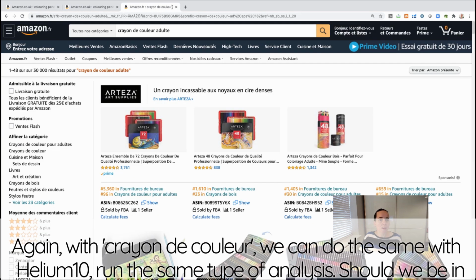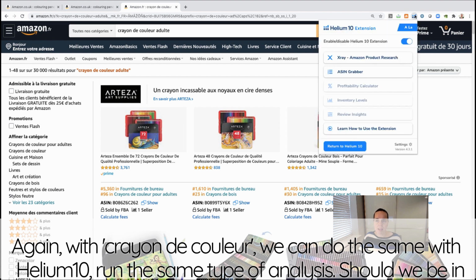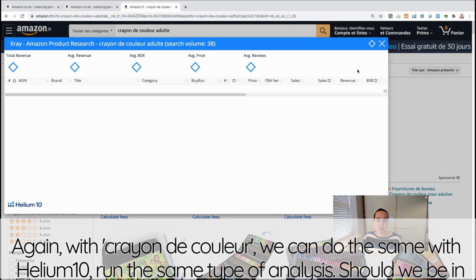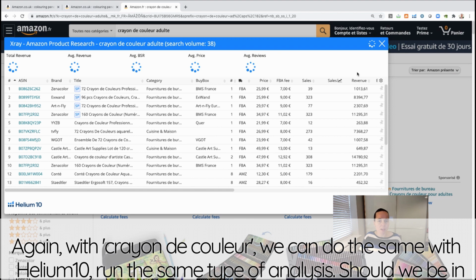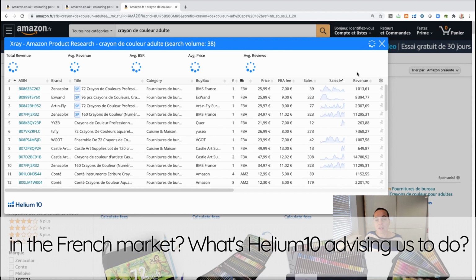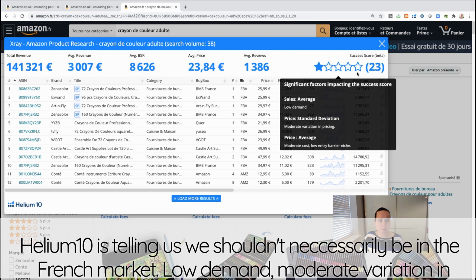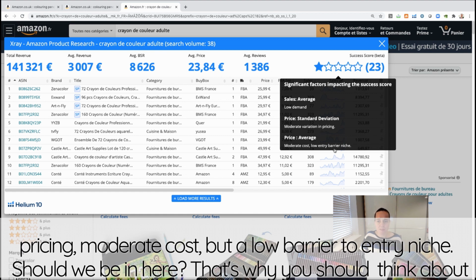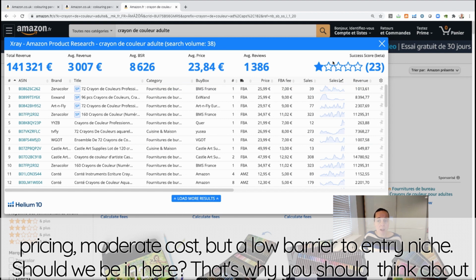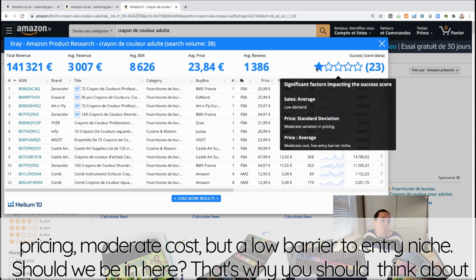Again, with crayon de couleur, we can run the same type of analysis with Helium10. Should we be instead in the French market? What's Helium10 advising us to do? Helium10 is telling us we shouldn't necessarily be in the French market. Low demand, moderate variation in pricing, moderate cost, but a low barrier to entry niche. Should we be in here?